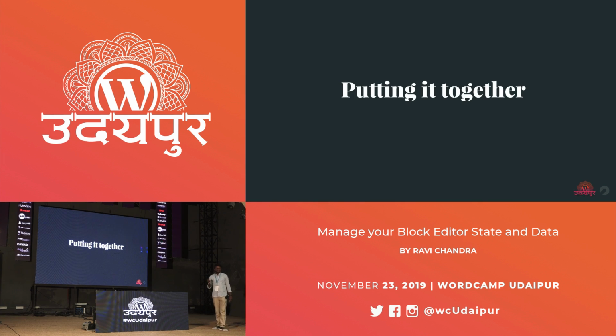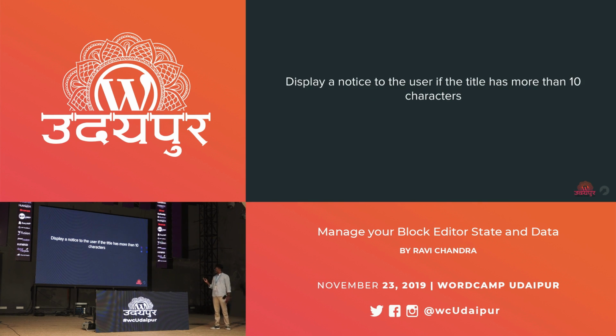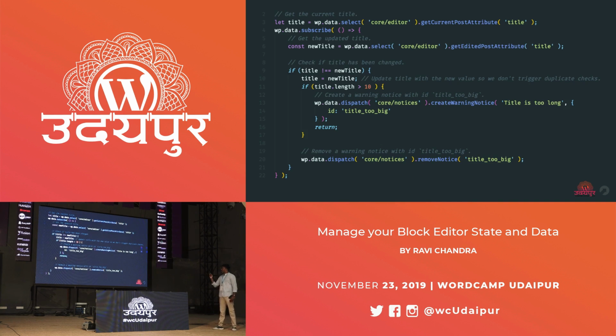Now we have looked at basic examples. Let's put select, dispatch, and subscribe together, and let's see them in action. Let's say you want to display a notice to the user if the title has more than 10 characters. I know this is a lame example, but let's just say we want to build that. This is how you do it.